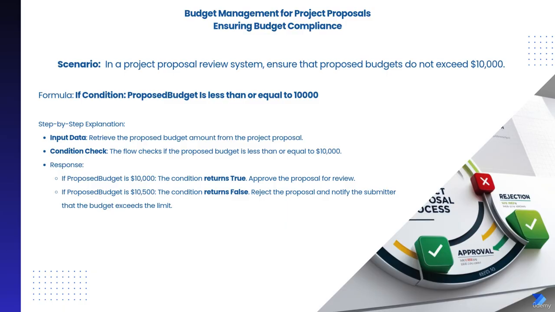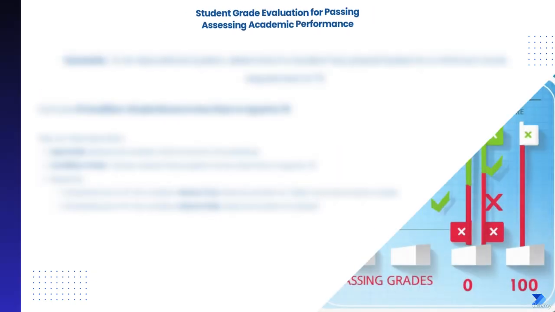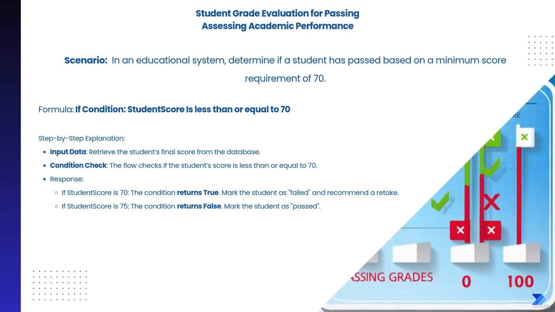If the proposed budget is $10,500, the condition returns false. Reject the proposal and notify the submitter that the budget exceeds the limit. Example 3. Student grade evaluation for passing.